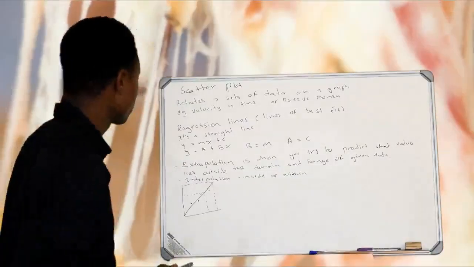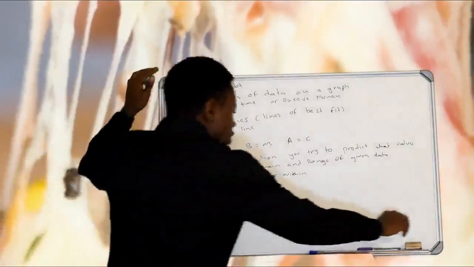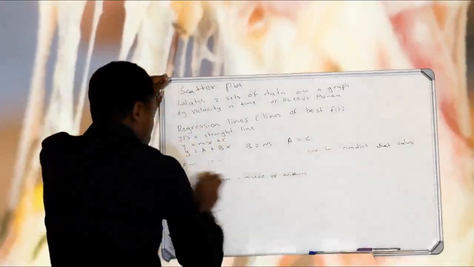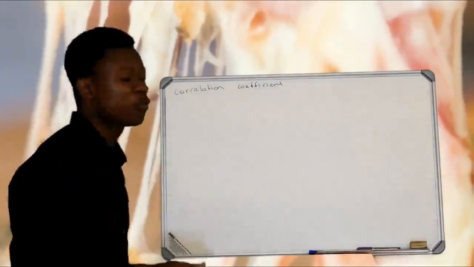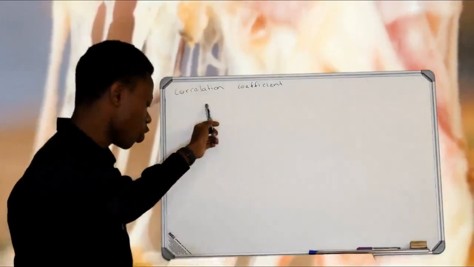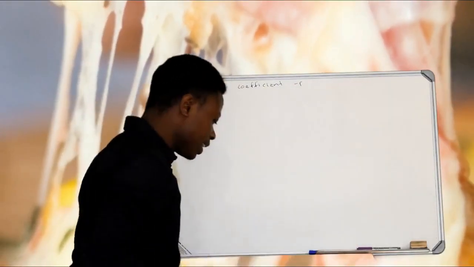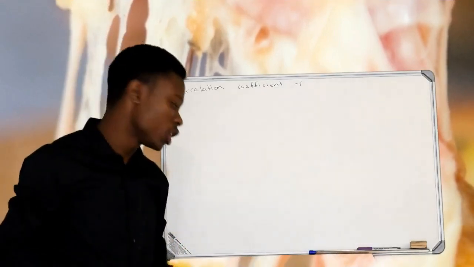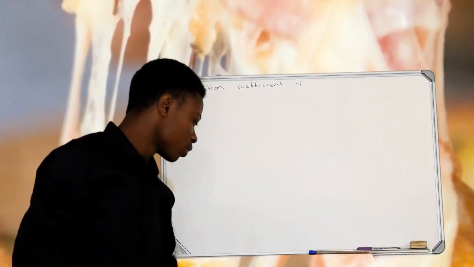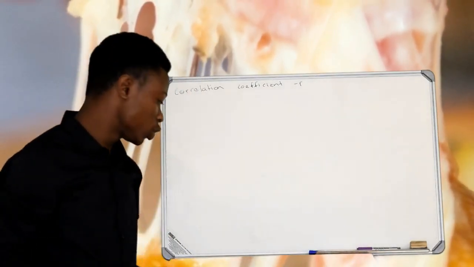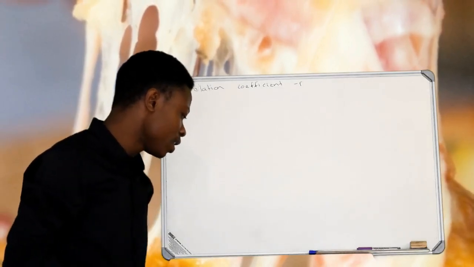Right? What is the correlation coefficient? It is R. It's represented by the letter R. Okay, the correlation coefficient, which is represented by R, what it basically does is tell us how much of a fit the two variables lie.